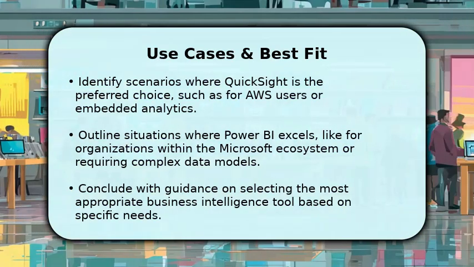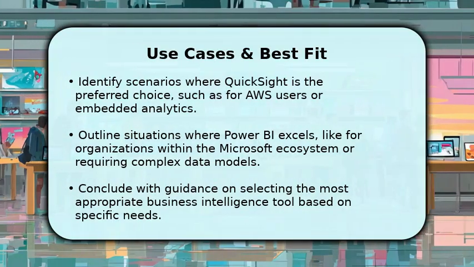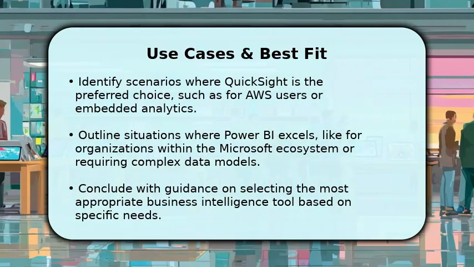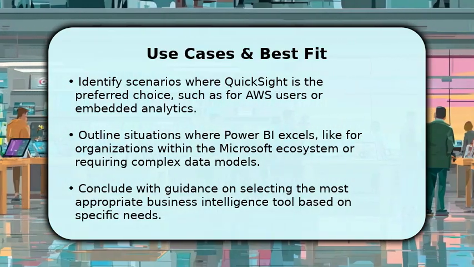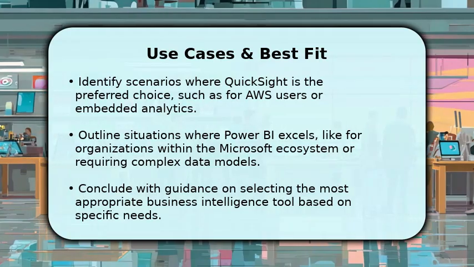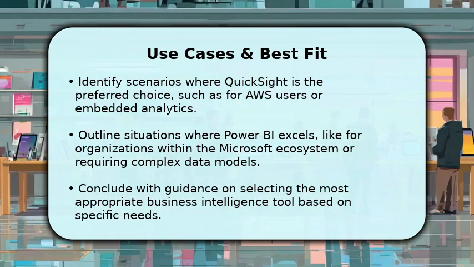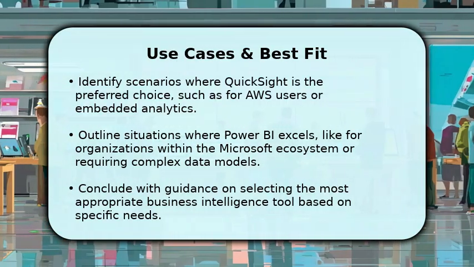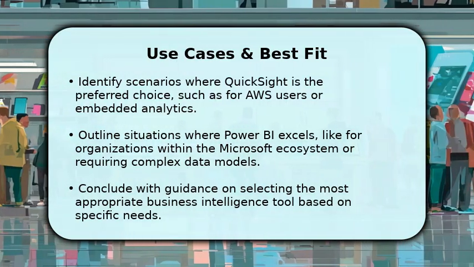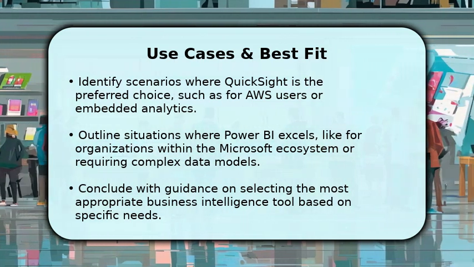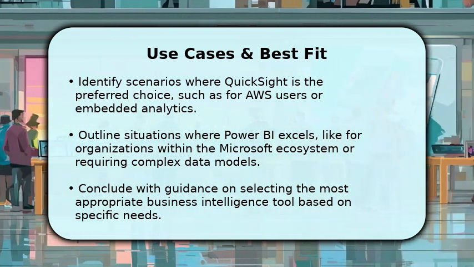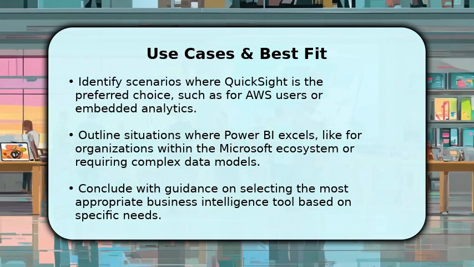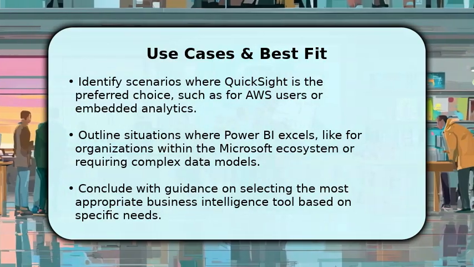QuickSight is an excellent choice for organizations already heavily invested in the AWS cloud or for embedding analytics directly into applications. Its serverless nature simplifies management. Power BI is often the go-to for businesses deeply integrated with Microsoft services, like Azure and Office 365, and for users requiring sophisticated data modeling and extensive reporting. Ultimately, the best tool depends on your existing infrastructure, budget, and specific analytical requirements.